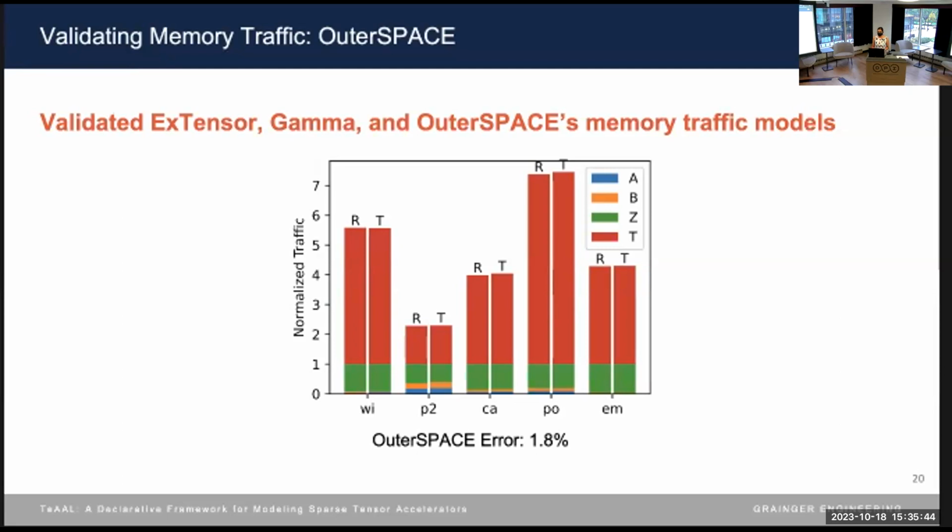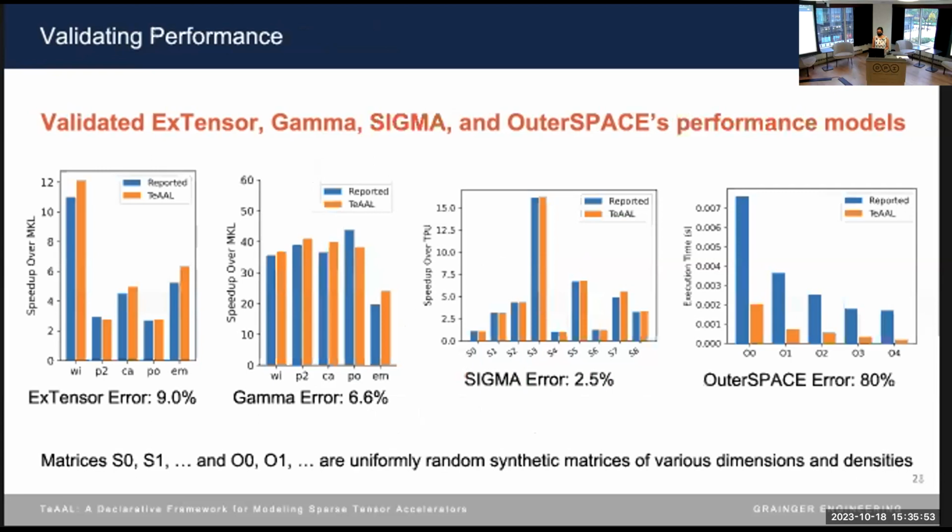TeAAL accurately captures the memory traffic performed by these accelerators, incurring an average error of 3.8% across all accelerators on all benchmarks. We also used TeAAL to model the performance of each of the 4 accelerators. TeAAL achieves a very low modeling error on extensor, gamma, and sigma. Again, because we're performing validation, we would like the blue reported bars to be as close as possible to the TeAAL orange bars. We overestimate outer space's performance, but we do so by a consistent amount, around 80%.